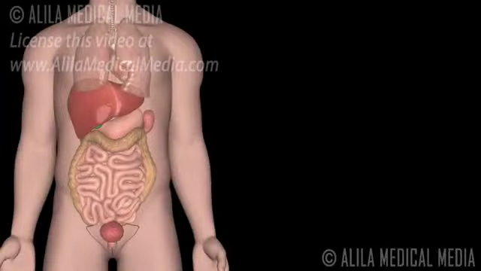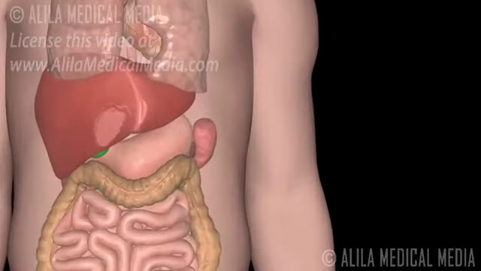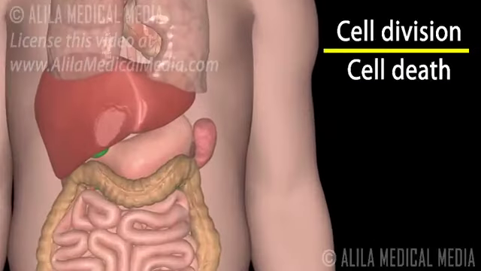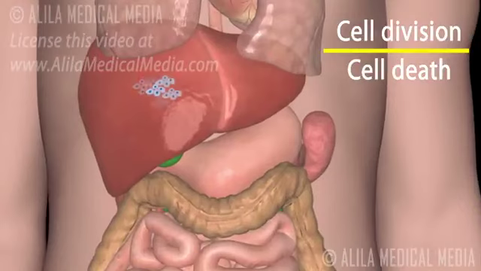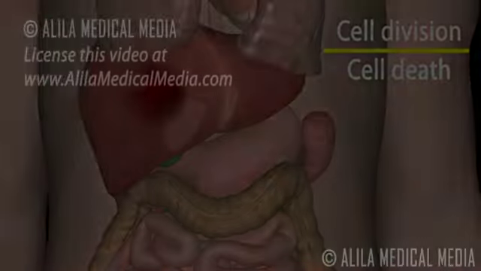The number of cells in a tissue is determined by the balance between cell division and cell death. Uncontrollable cell division leads to formation of abnormal growths called tumors. Tumors can be benign or malignant.